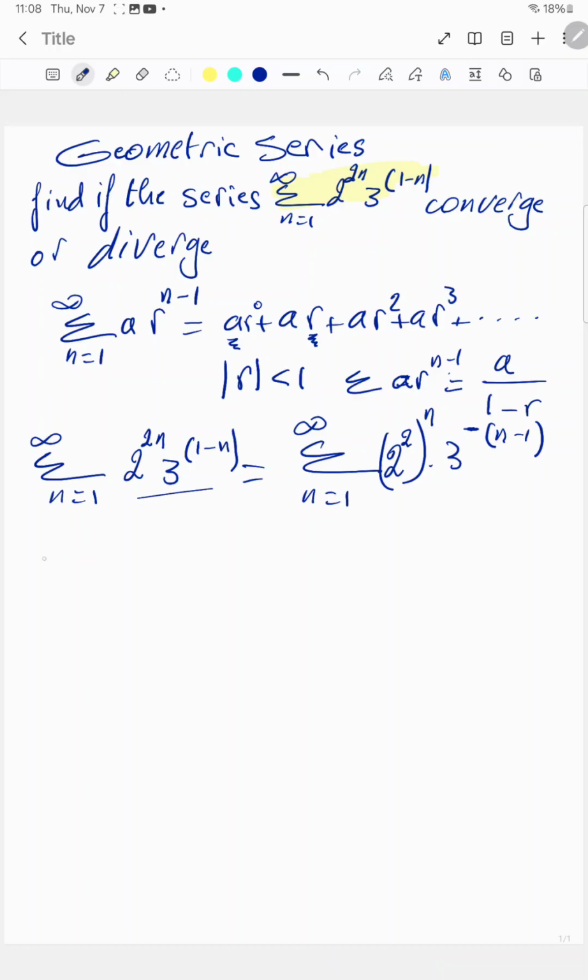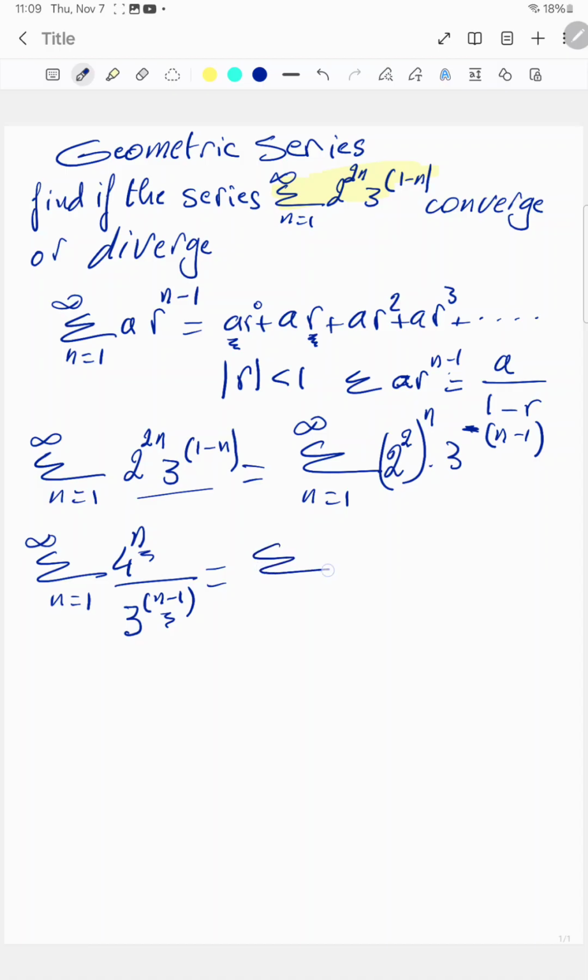So now that series is equal to the sum from n equals 1 to infinity of 2 to the power of 2, which is 4, to the power of n. And because I have a negative exponent, I can bring it down to the denominator. It becomes 3 to the power of n minus 1. Here I realize that on the numerator I have n and on the denominator I have n minus 1. So let's change the numerator to be to the power n minus 1.